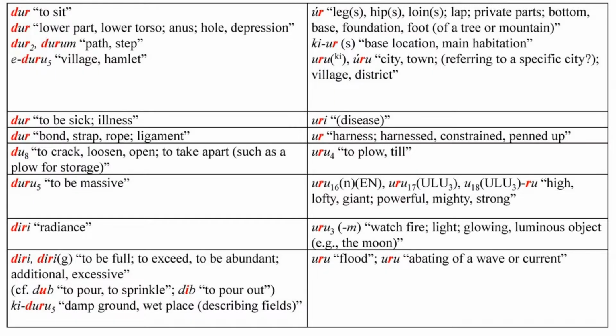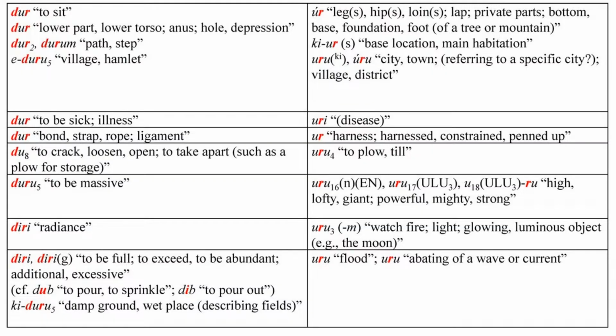And this word diri, remember the I's and U's interchange between Emi-gur and Emi-sa respectively. So this is diri, this is Emi-gur, radiance, and then uru, watch, fire, glow, luminous object, etc. in Emi-sa. We have diri, to be full, to exceed, to be abundant, additional, excessive. And so here's an example of the U and I interchange. Dub, to pour, to sprinkle, versus dib, to pour out.